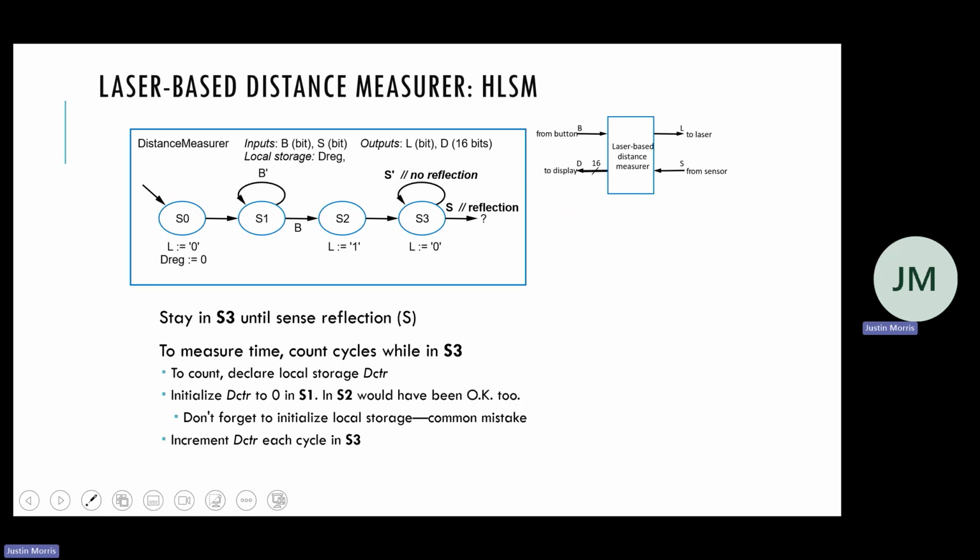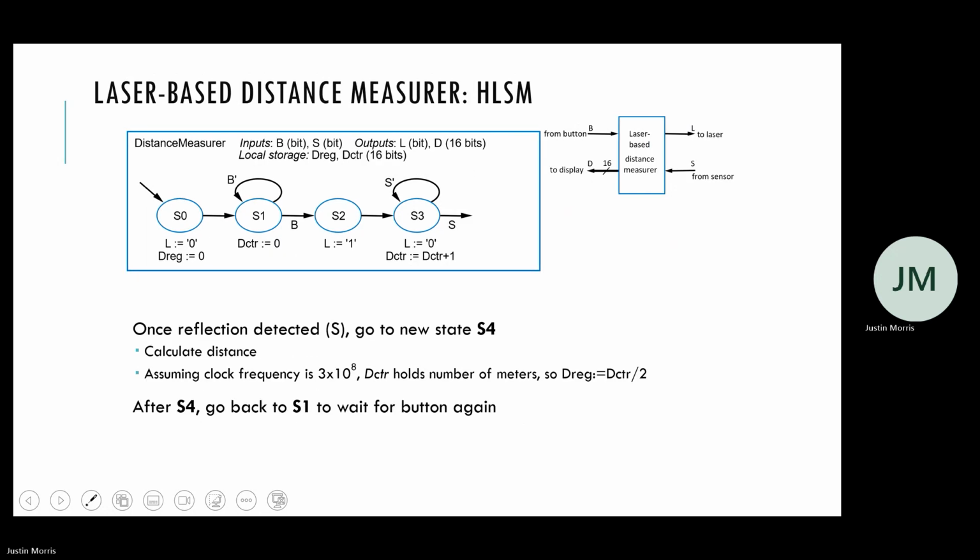And while we're waiting, this is where we need to keep track of how long it's taking, right? So we're going to use the local storage and we're going to count the number of cycles that it takes for the reflection to come back. So there's our cycle count, and here is our increment for the cycles. All right, once the reflection is detected, then we're going to go to state S4, and we're going to stop incrementing the number of cycles.